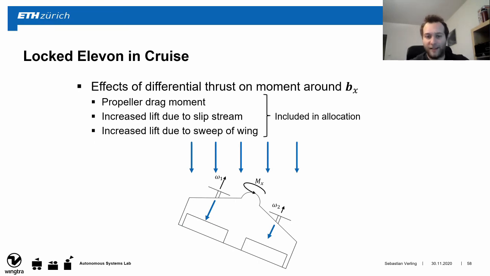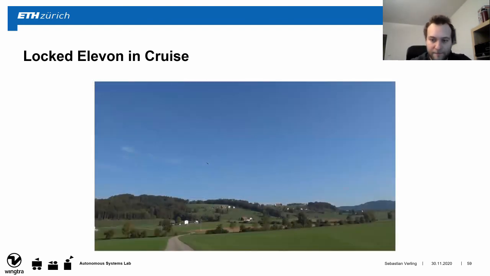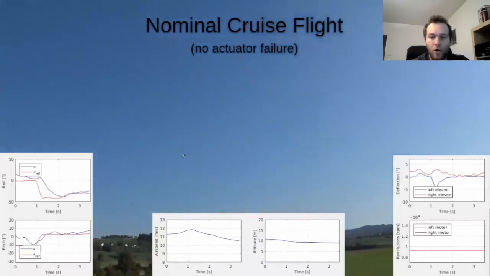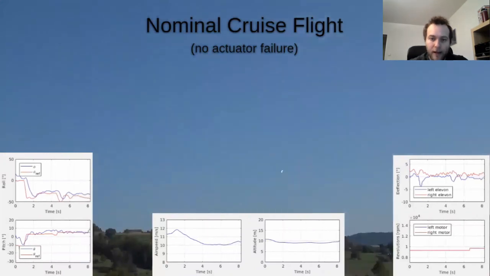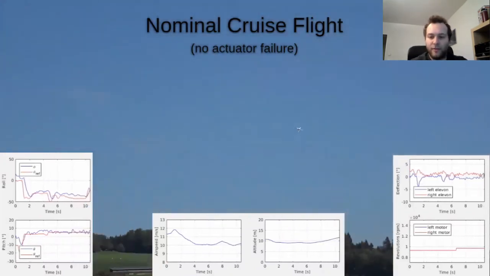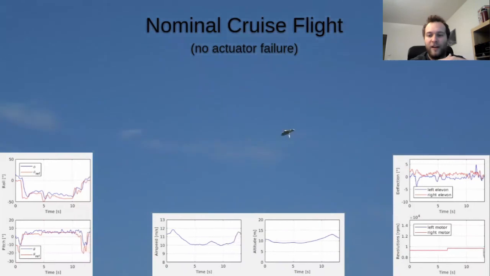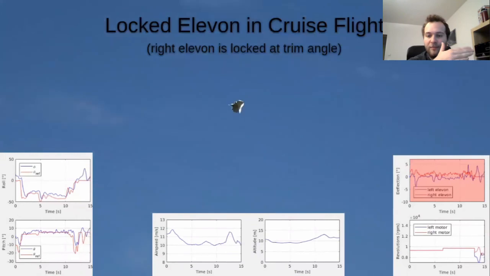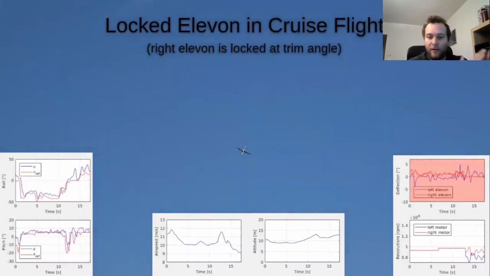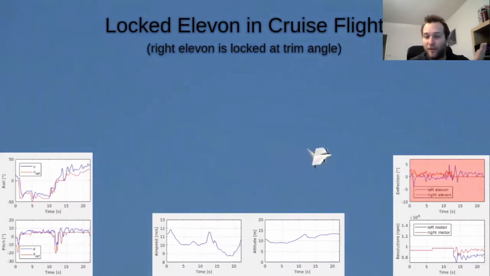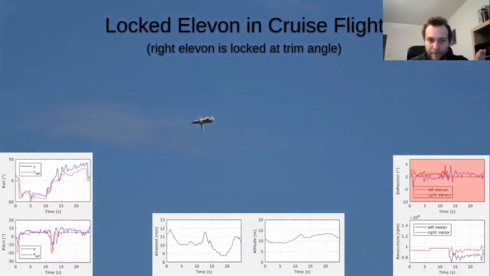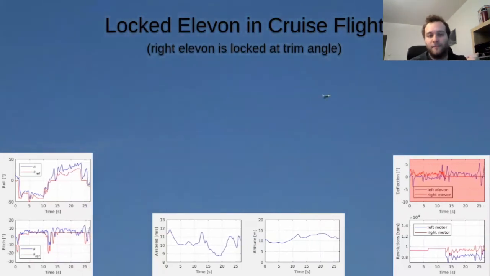Now we then included all of these effects in the control allocation, and here we can see the results. Overall, the performance is similar as in the nominal case. Now it is important to note that with differential thrust, we can only compensate for a loss of aileron to some extent, as the total achievable correction moment is smaller than with two working ailerons, which limits the controllability in cases where we have a locked aileron different from the trim angle. In this case here, we locked it at the trim angle.